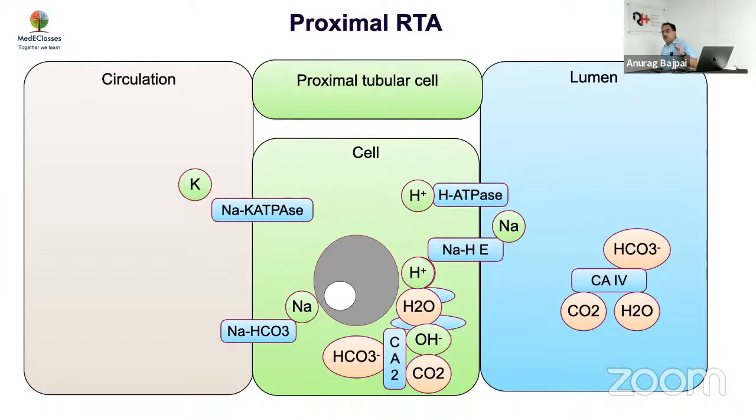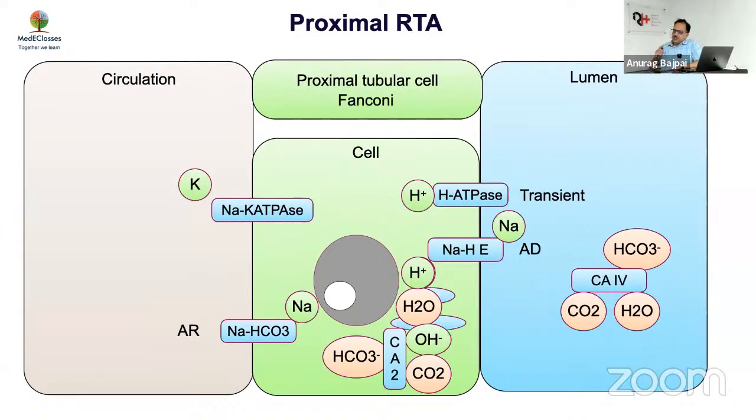So the defects can be at the proton ATPase channel, which causes transient proximal RTA, sodium bicarbonate transporter, which causes recessive form, sodium proton exchanger, which causes dominant form. So there are various channelopathies which can cause this, or if you have a diffuse dysfunction, you will have a Fanconi syndrome.